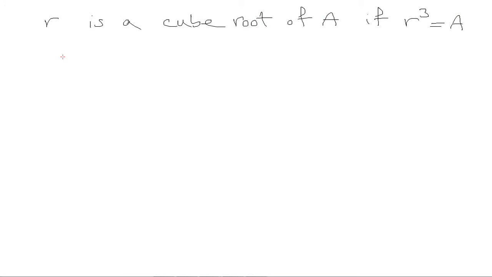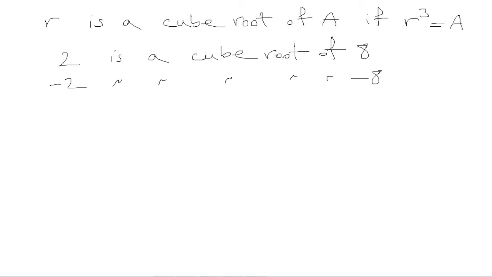For example, 2 is a cube root of 8. That is because 2 to the power of 3 is 8. Negative 2 is a cube root of negative 8. That is because negative 2 to the power of 3 is negative 8.